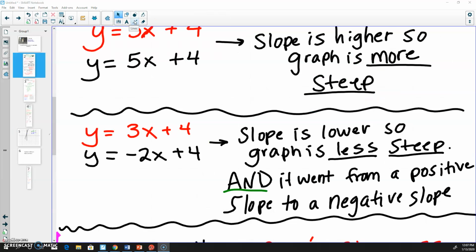So the slope is going to be less steep because you went from 3 to 2. You have to look at the absolute value. The absolute value of 3 and the absolute value of 2. So 2 is smaller, so it's less steep. Then on top of that, it went from a positive to a negative. So you have a positive line, then it turned to a negative line. So if we graph it, it's 3x plus 4 and negative 2x plus 4.